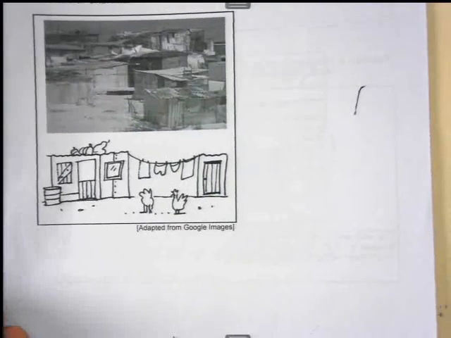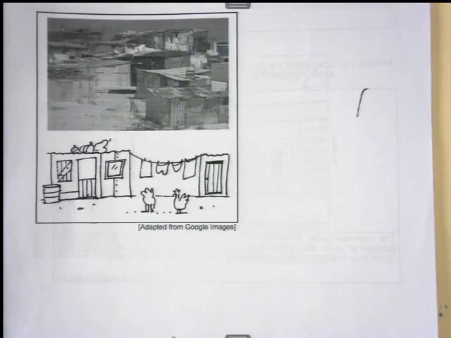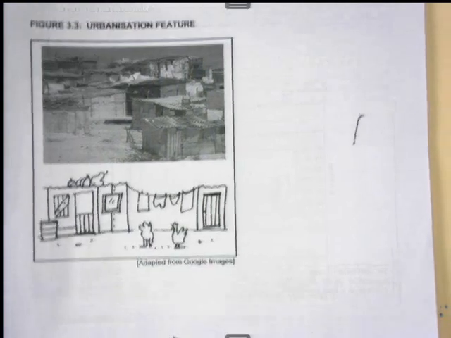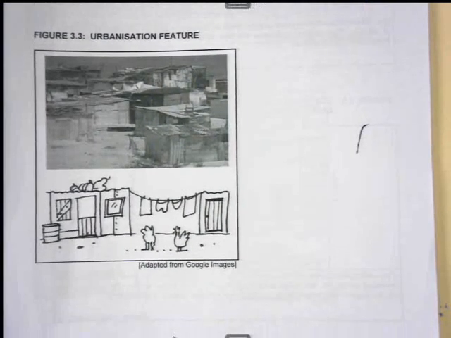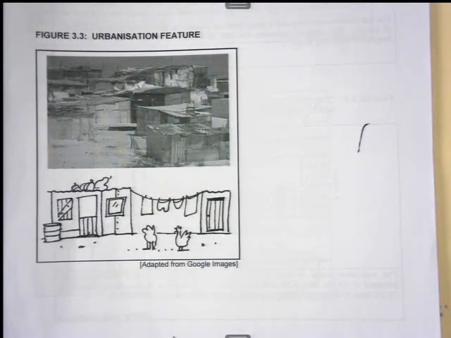Now let us go to the questions on this feature that is shown here. Identify the feature shown in figure 3.3. I have just mentioned figure 3.3, the urbanization feature. There you have an informal settlement. You can say it's a squatter settlement. You can say shanty town. You can say shacks that are shown there.